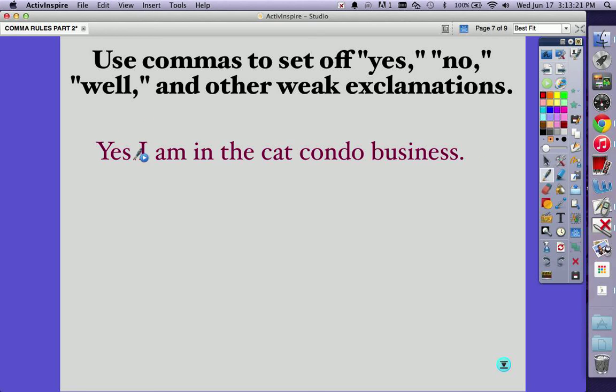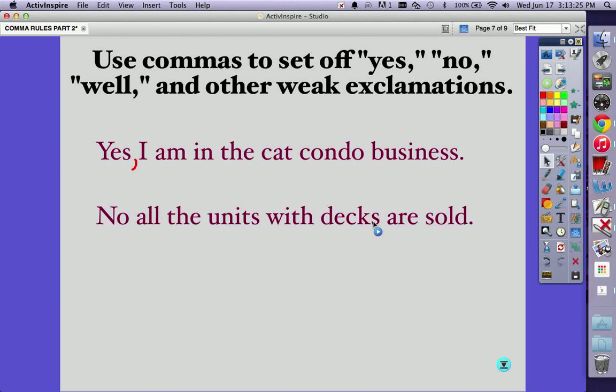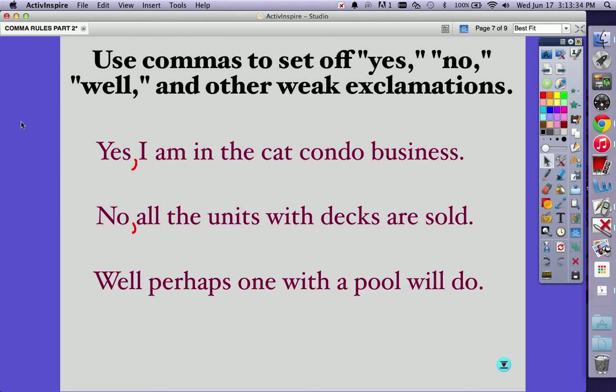I'm going to separate yes from the rest of the sentence. Another example, no, all the units with decks are sold. Put a comma after no. Well, perhaps one with a pool will do. Again, there's that word well, a weak exclamation, so I'm going to put a comma after that word.